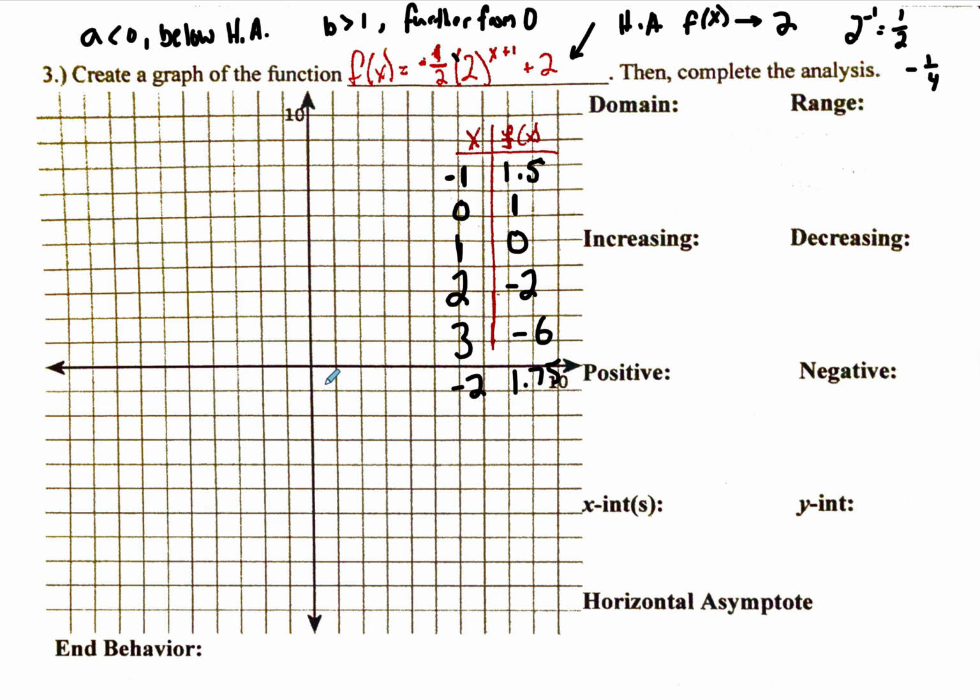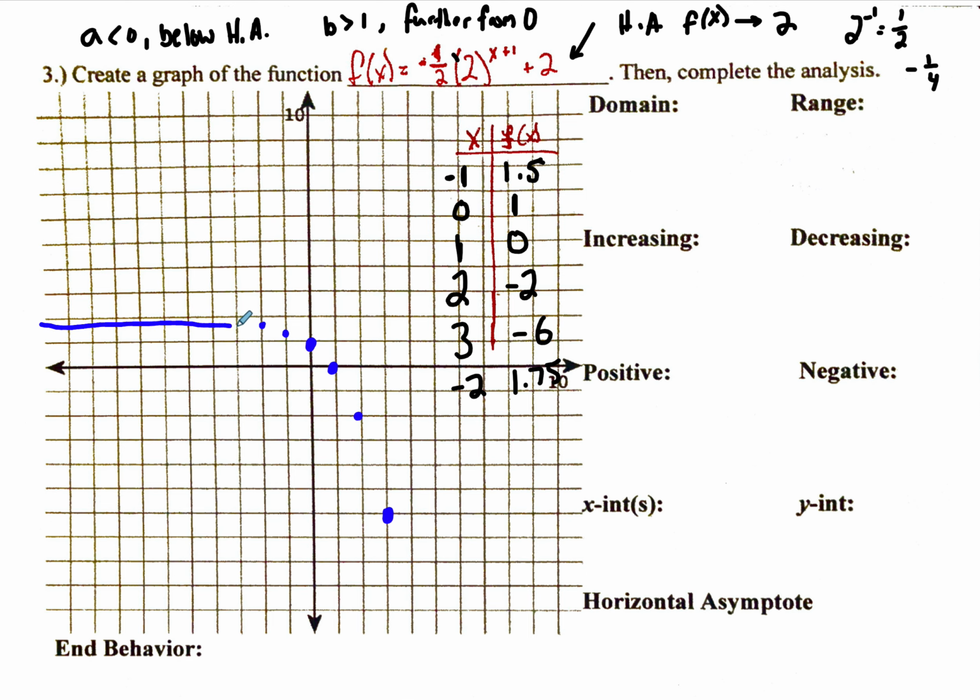Okay, so let's graph it out. I'll do the graph in blue. (0, 1), (1, 0), (2, -2), (3, -6), okay, (-1, 1.5), (-2, 1.75). So you can see the trend here.